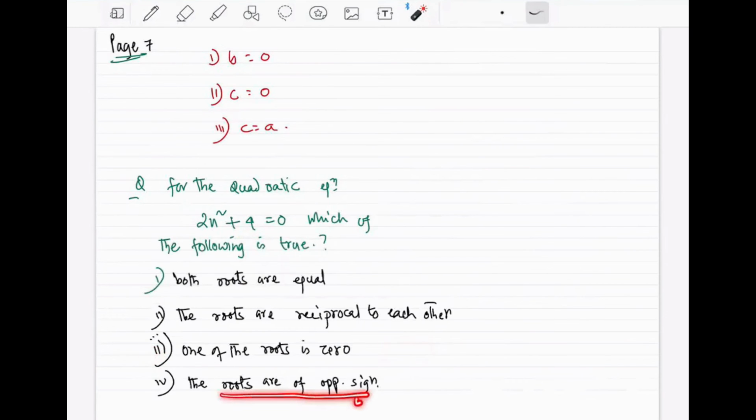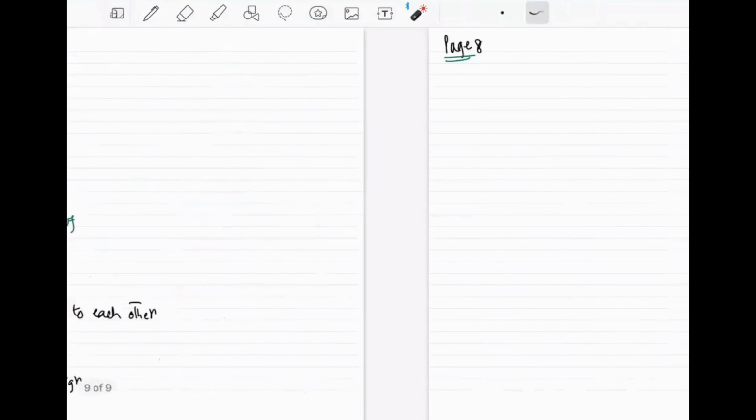The roots are of opposite sign. Yes, obviously. If B is equal to 0, we obtain alpha is equal to minus beta. So the fourth is the correct answer. Okay, the same question can be arranged for these two also. All right, very important. Okay, let's continue further.